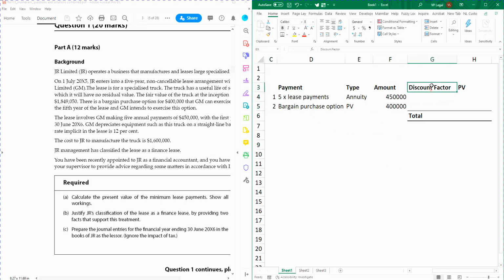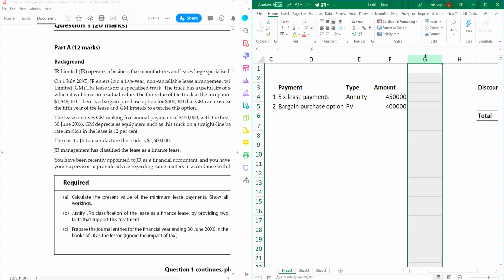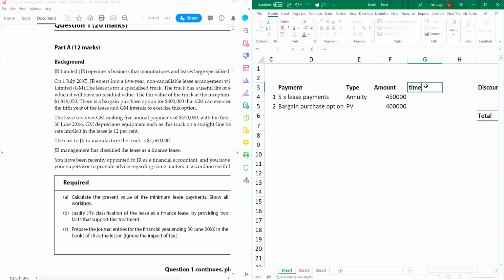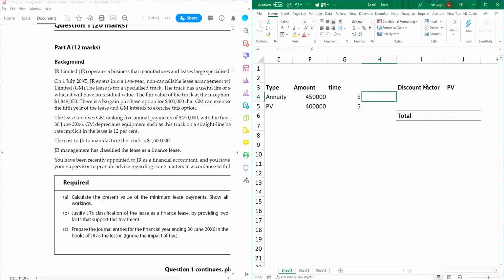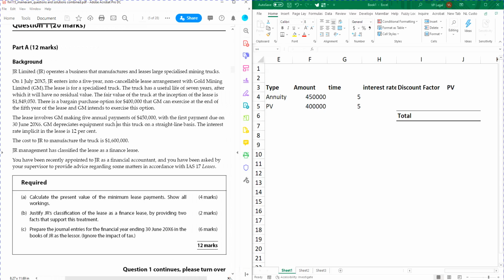Okay, so to calculate the discount factor, we need to know two things. Number one is time. Okay, so time is 5 years. Well, yep, and this one's in year 5. And then the interest rate is, let's see if we can find it in the question, 12% over here. Okay, so let's put that in, 12% as well.